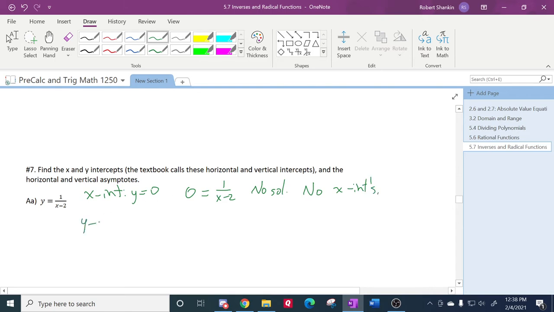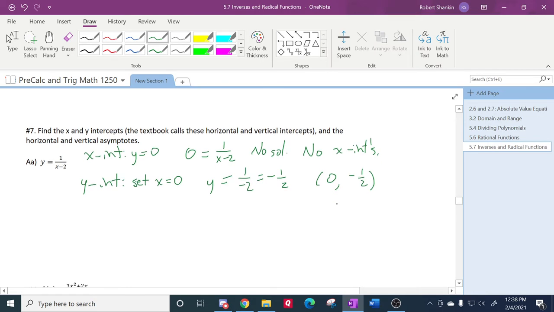For the y-intercept, we set the x equal to 0. So then y is equal to 1 over negative 2 or negative 1/2. So this is the point 0, negative 1/2.